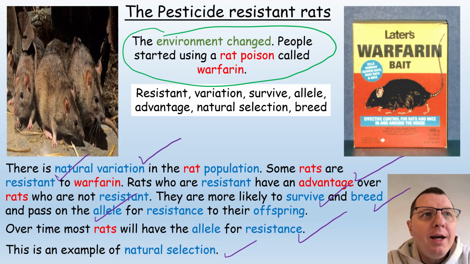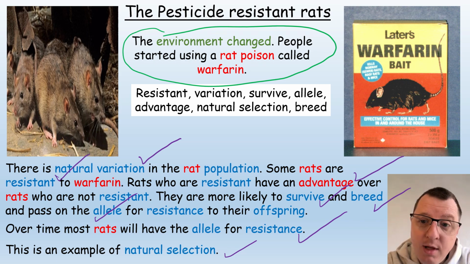Now, one little extra piece of information that's very interesting is that those rats with resistance to warfarin tended to be smaller rats. And when people stopped using warfarin, those rats no longer had that advantage. In fact, the bigger rats had the advantage because they were bigger, stronger, able to get more food, and therefore more likely to survive and breed. So now warfarin resistance within rat populations is beginning to decrease again because the environment has changed again.